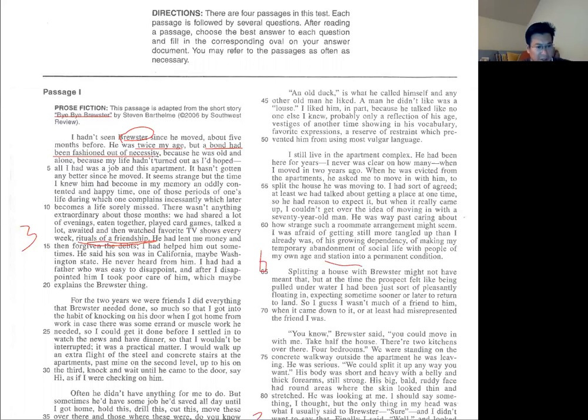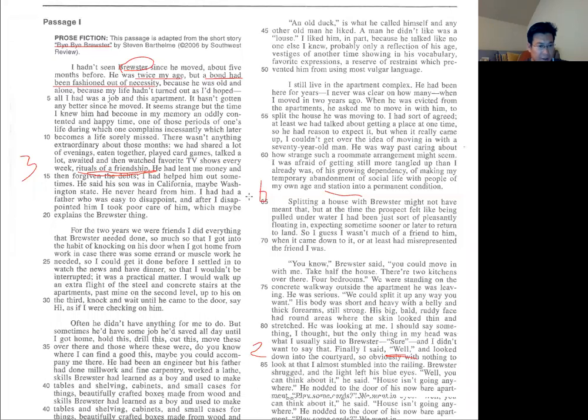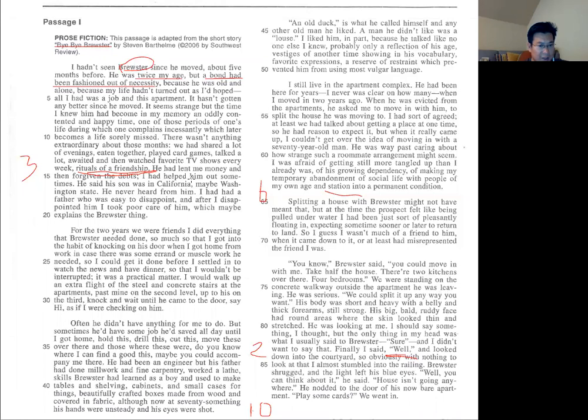But one thing you have to think about here is when you read through lines 10, 11, 12, 13, 14, and it says rituals of friendship. Once you hit that, I'll probably read this entire paragraph and then go to question number 3. It says favorite TV show every week, rituals of friendship. He had lent me money and then forgiven the debt. So that's pretty much the rituals of friendship, whatever he talks about.